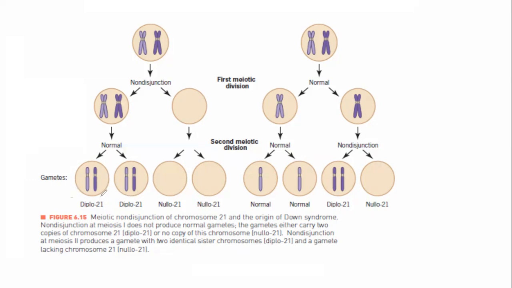For example, now you have this diplo 21 gamete that carries two copies of chromosome number 21. If that gamete is fertilized by a normal gamete, in the normal gamete now what do you have, one copy of 21. Now here what will happen is that if the gamete that carries a single copy of chromosome 21 is fertilized by a diplo 21 gamete, the offspring produced will carry three copies of the chromosome, two copies from one gamete and one copy from the other gamete. So in this condition the offspring is receiving three copies of chromosome number 21.